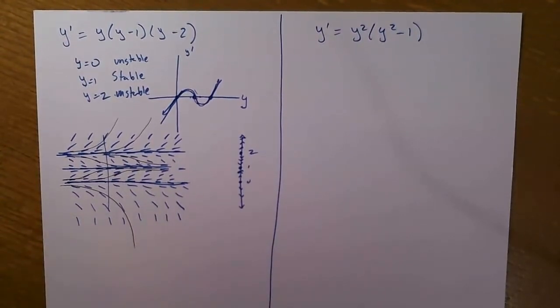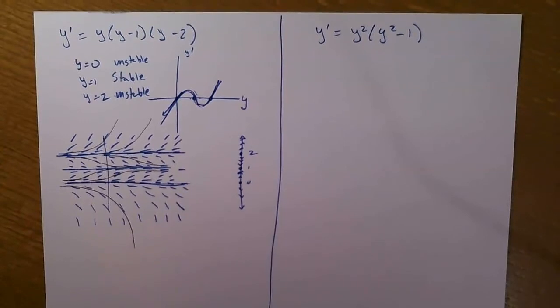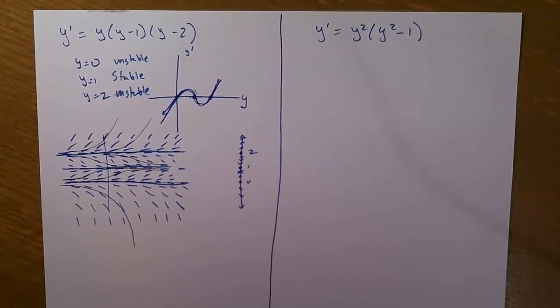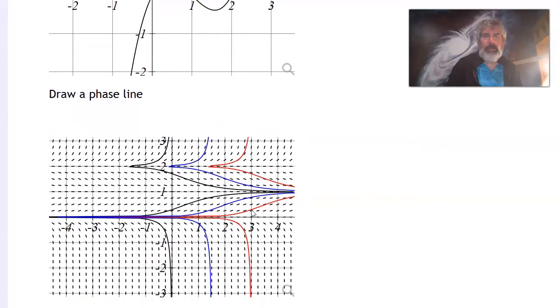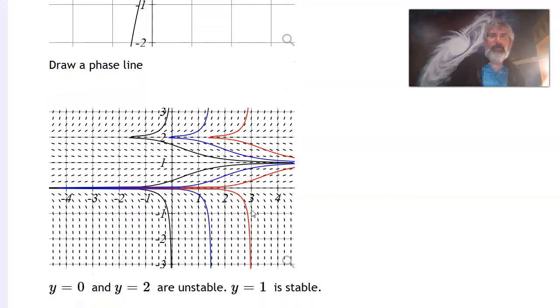So that I can do by hand fairly easily. Let me switch back to the other camera and just show you a nicer picture. So here's y versus y prime, the cubic, and then the slope field with some solution curves drawn in.